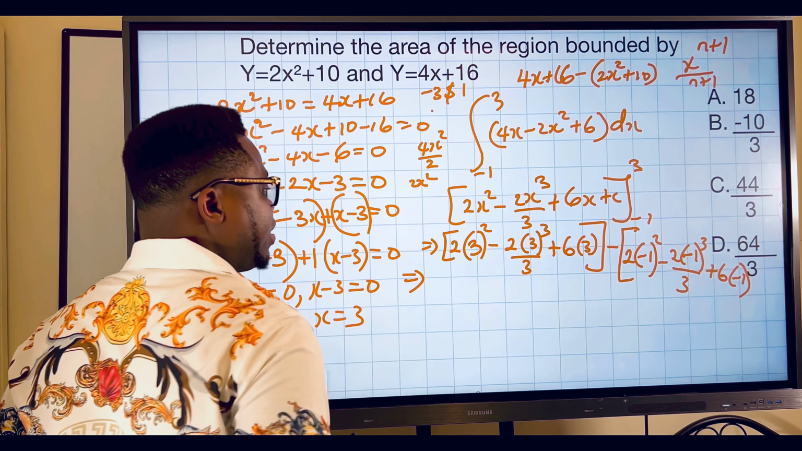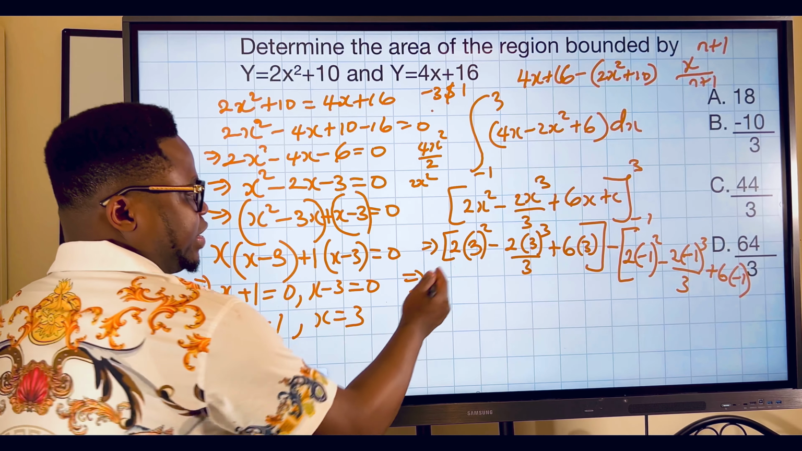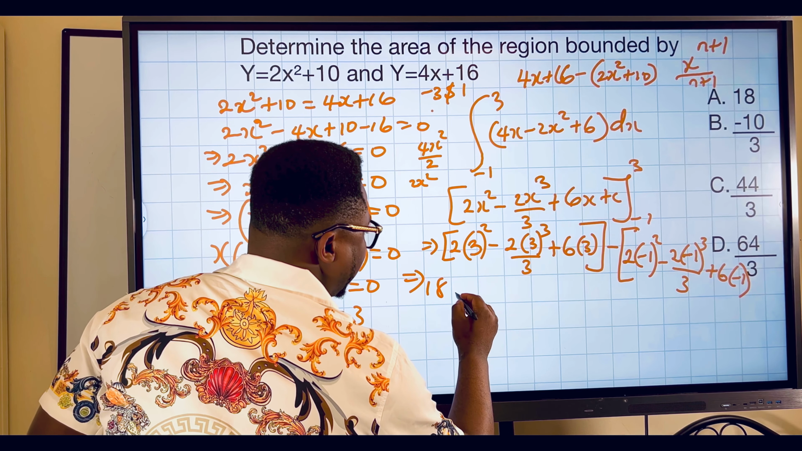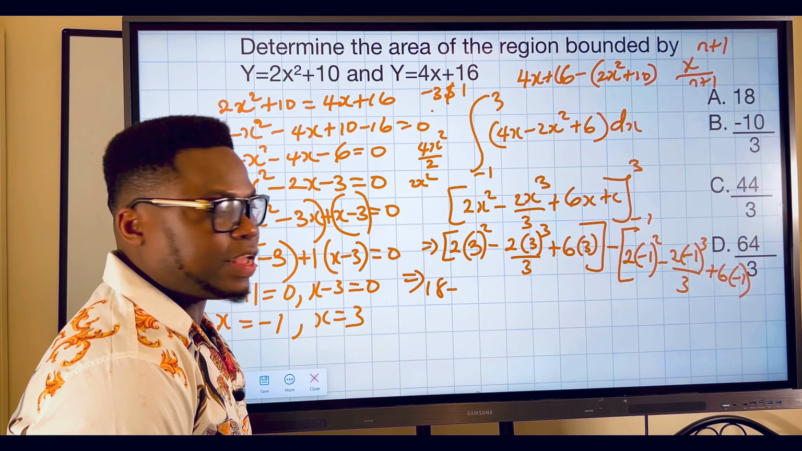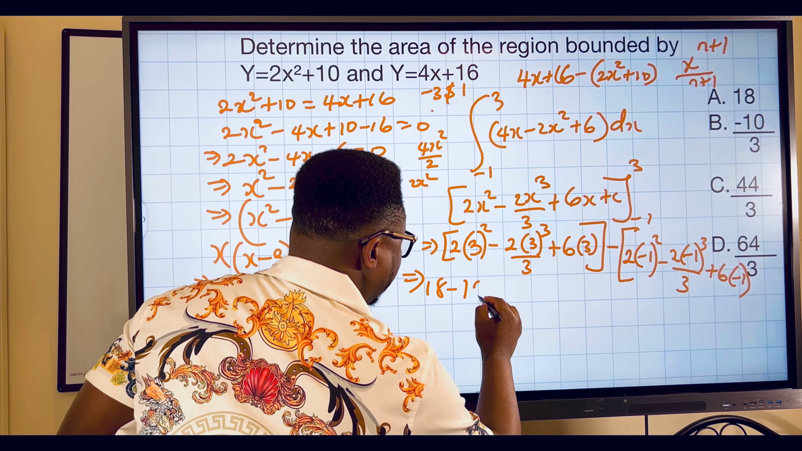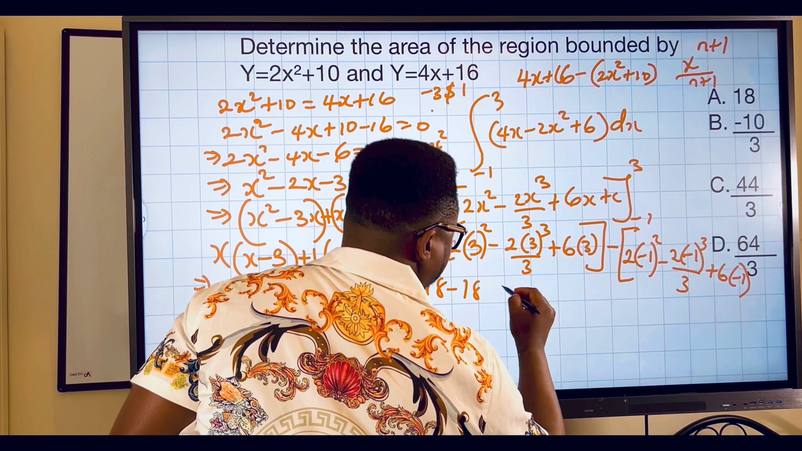Okay, now simplifying this, 3 squared is going to give me 9. 9 times 2 is 18, minus 3 cubed is 27. 27 over 3 is 9. 9 times 2 is 18. 18 here. So 6 times 3 is 18. I'm going to write 18 again.